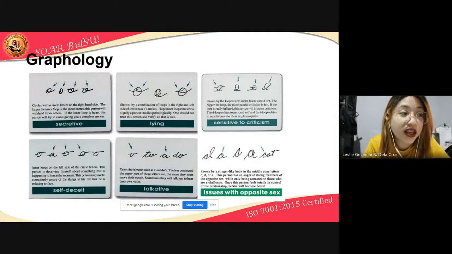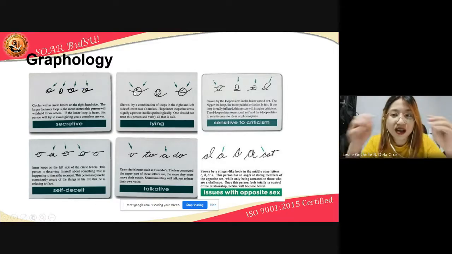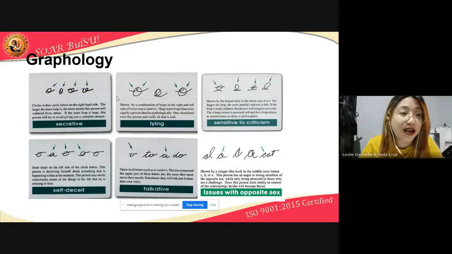Then, the larger the inner loop is, the more secrets this person will withhold from others. Mas malaki daw yung inner loop. Itong eyelet na to. Mas madami daw na sekreto. Kapag magulo naman, kapag nag-combine yung mga loops na ito, kapag nag-merge sila, ikaw naman daw, ay, sinungaling. Lying.